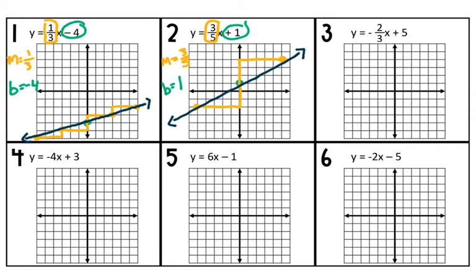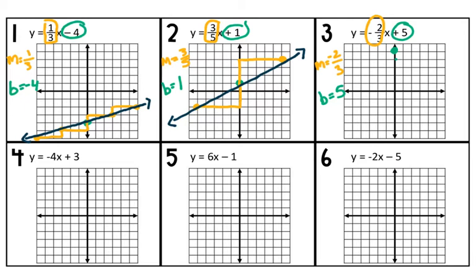Okay, our next example, I need to find the slope, which is -2/3, and my y-intercept. Now this is the first example with a negative slope. I'm going to start by graphing that +5. So 1, 2, 3, 4, 5. And remember, a negative slope should be going down.